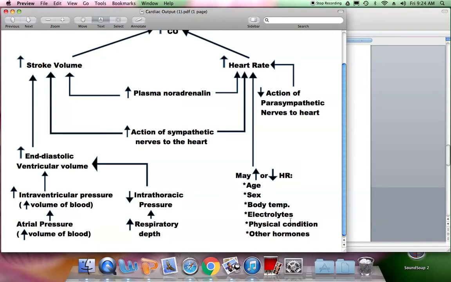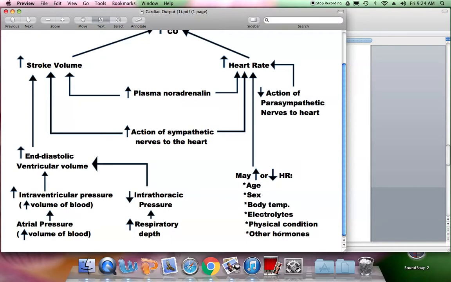Electrolyte balance can really influence heart rate, and that would be ions like potassium, sodium that are in the extracellular environment. So that can, especially potassium, can really influence the heart. Too much potassium or too little potassium can actually stop the heart. Potassium, remember, is the K+.